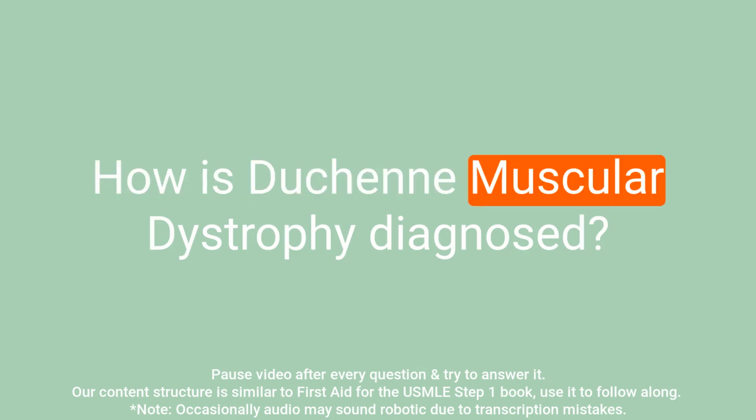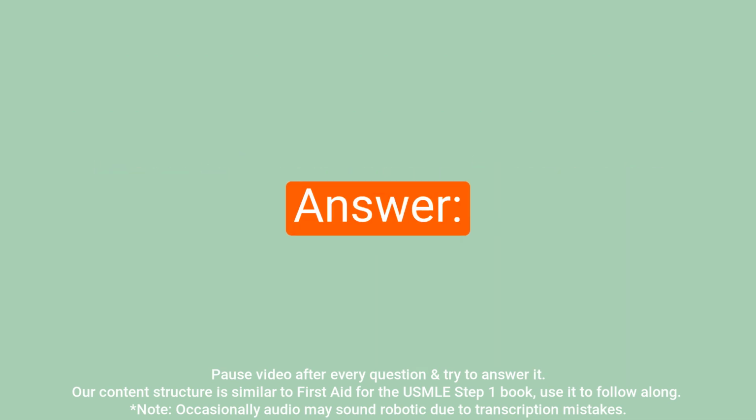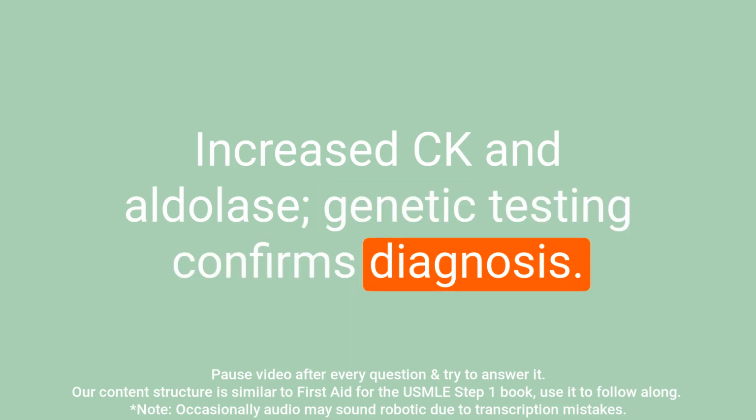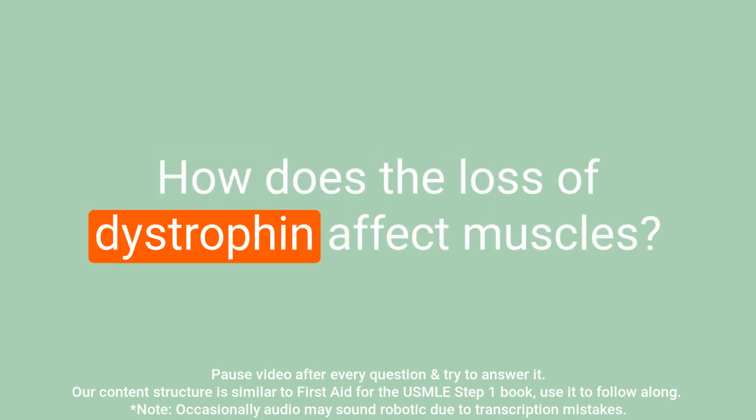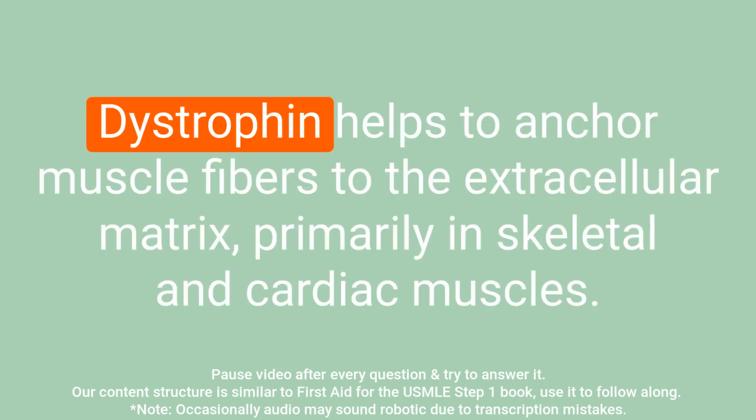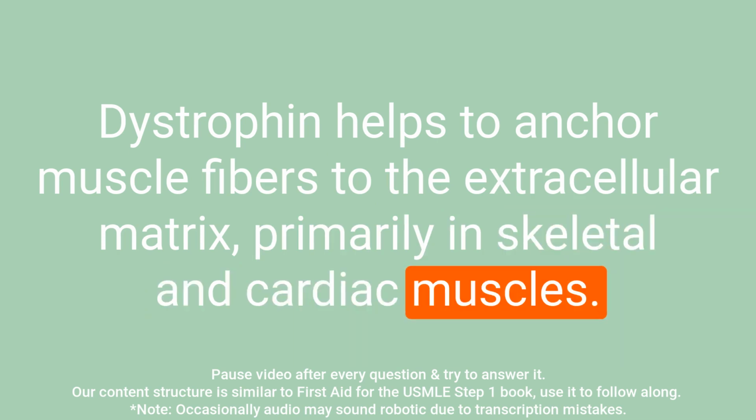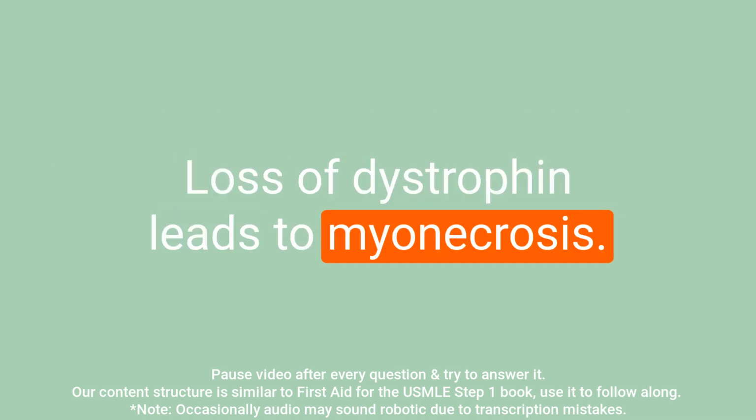Question: How is Duchenne Muscular Dystrophy diagnosed? Answer: Increased CK and aldolase. Genetic testing confirms diagnosis. Question: How does the loss of dystrophin affect muscles? Answer: Dystrophin helps to anchor muscle fibers to the extracellular matrix, primarily in skeletal and cardiac muscles. Loss of dystrophin leads to myonecrosis.